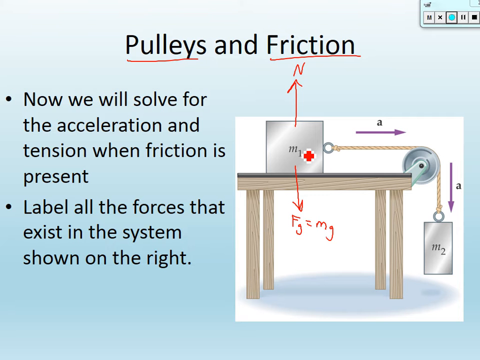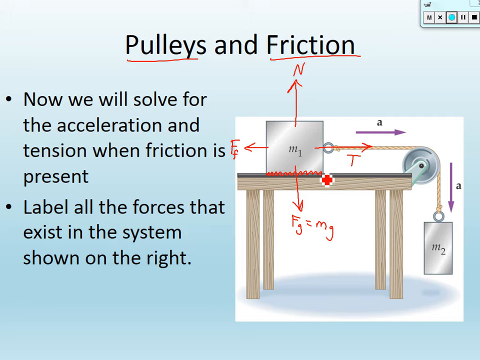Okay, let's label all the other forces that are present here in M1. What do we call this force that's in the rope? Tension. Okay. Now, is there a force that's coming back to the left? Force of friction. Good. That's this force that exists between the surfaces of M1 and the desk, right? All right, that's everything on M1.